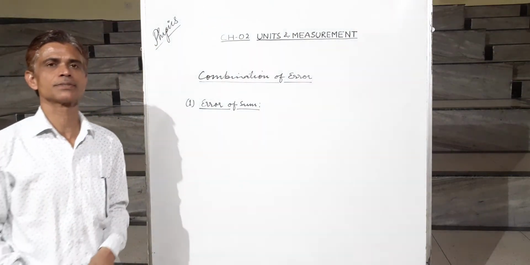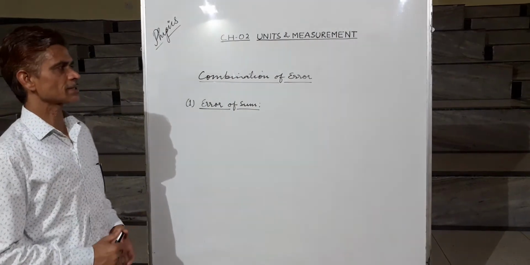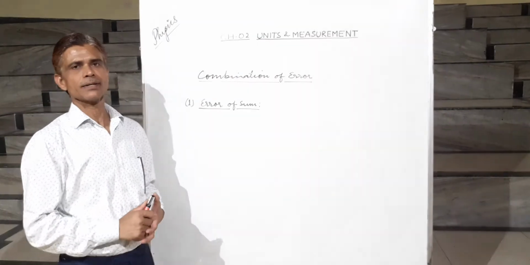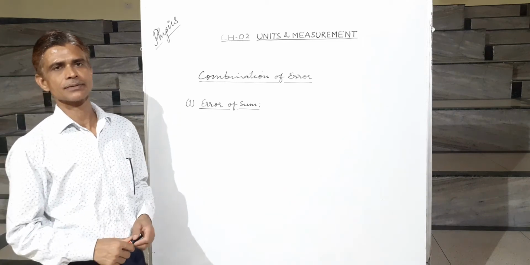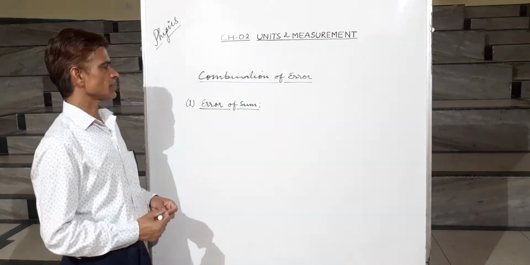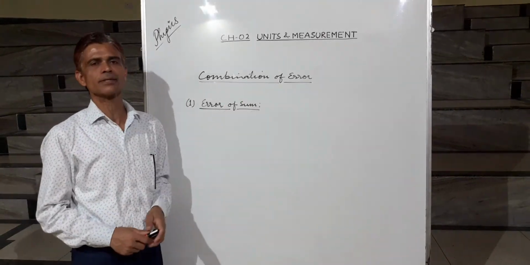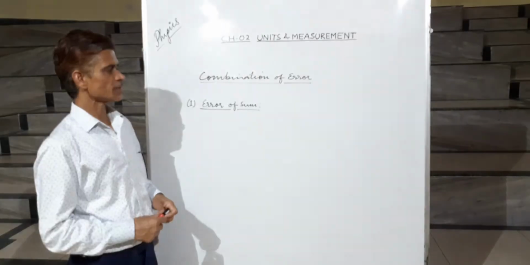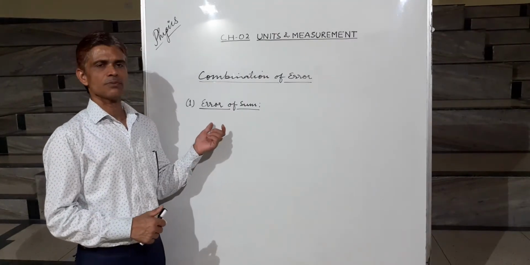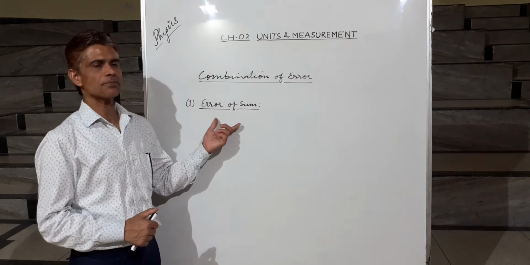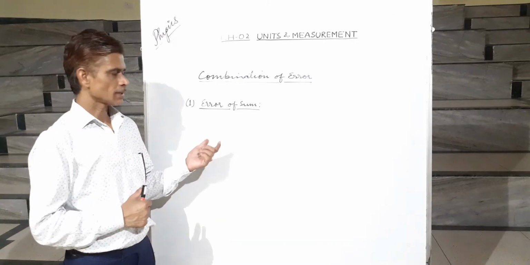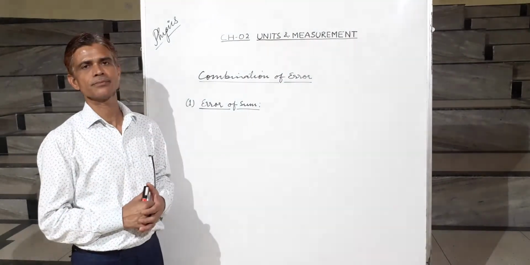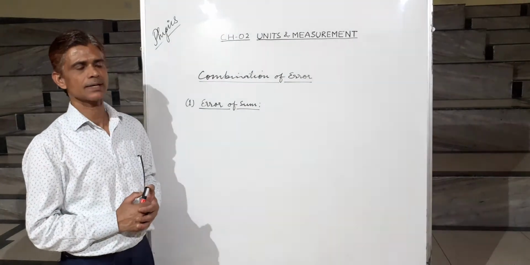Good morning, students. In the last term, we discussed the absolute error, relative error, and the percentage error. Now, today we are going to discuss the combination of error. So, we will first discuss the error of sum, then error of difference, thereafter error of product, and then the error of quotient.